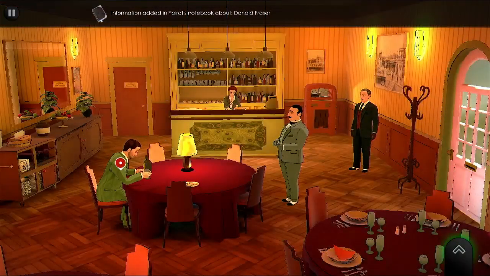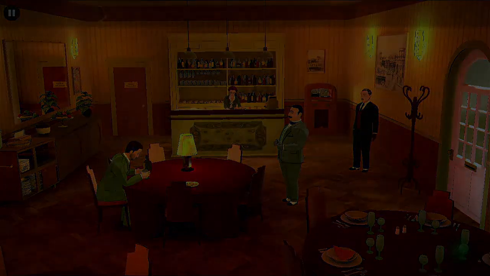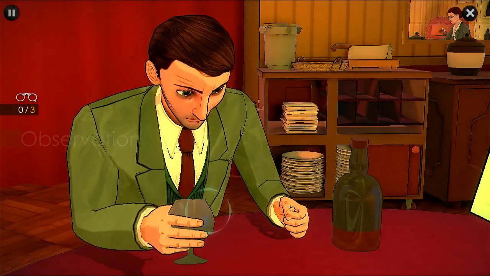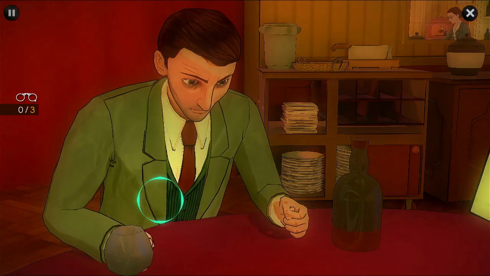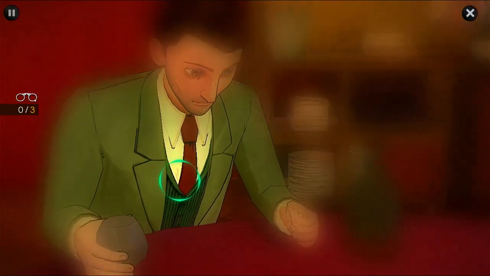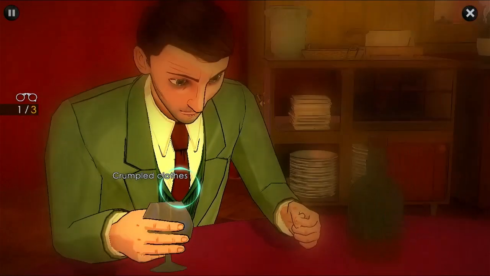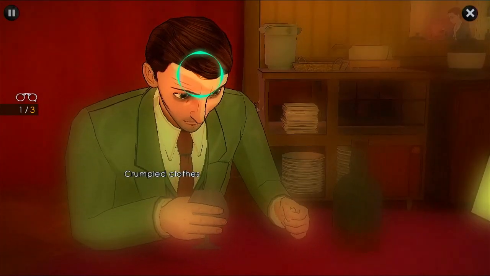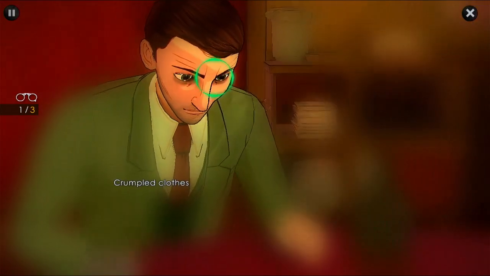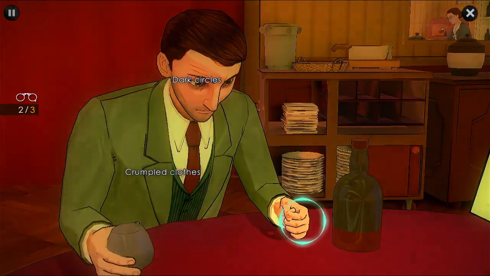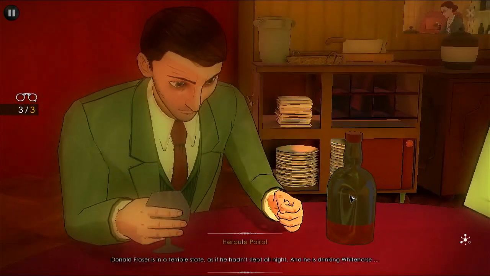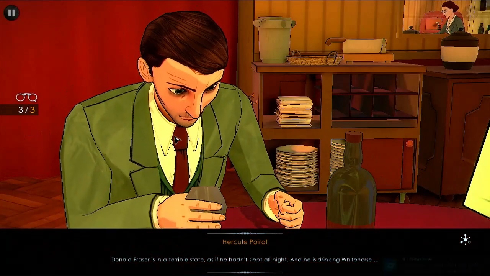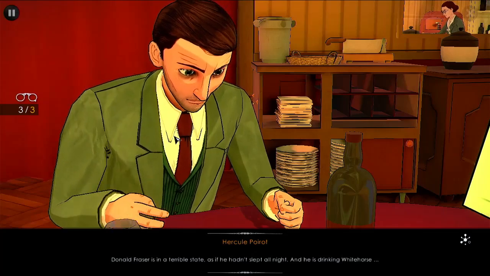Can we have a wee look at him? Oh, aye, we can. This man looks suspicious. He looks like he realises he's going to be... Crumpled clothes. 1,000-yard stare. Stop moving! Dark circles. Fraser is in a terrible state, as if he hadn't slept all night. And he's drinking White Horse whiskey.